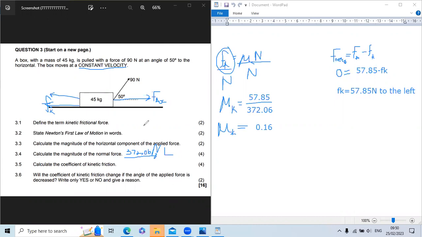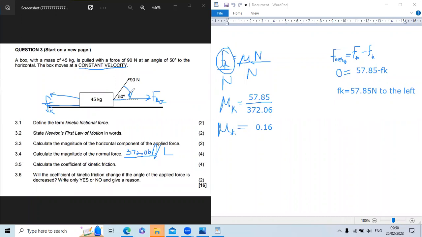If the angle is changed, the angle would be smaller, and so the total amount that you get will also decrease, which will decrease the applied force. What do you think is going to happen, let's say you decrease the applied force?